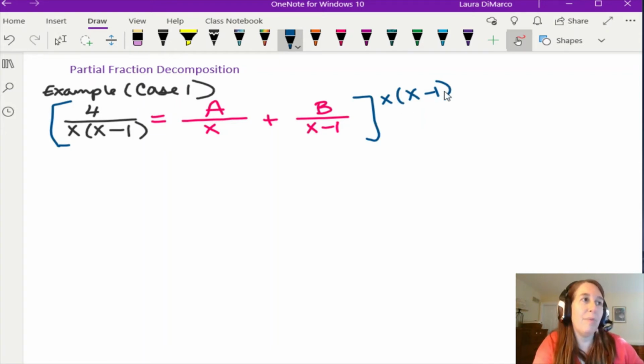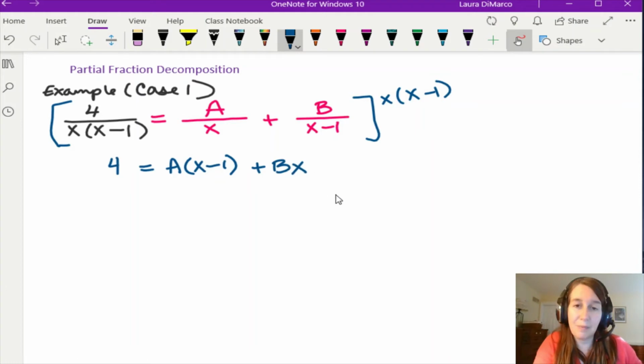Okay, when we do that, we multiply x times x minus 1. Over on the left side of the equation, all the denominators divide out, and we only are left with the 4. Over here, the x over x divides out, so we're left with a times x minus 1. Finally, the x minus 1s will cancel out here, so we're left with bx. Okay, so now we're going to simplify this and collect those x terms together and see what happens with our system of equations.